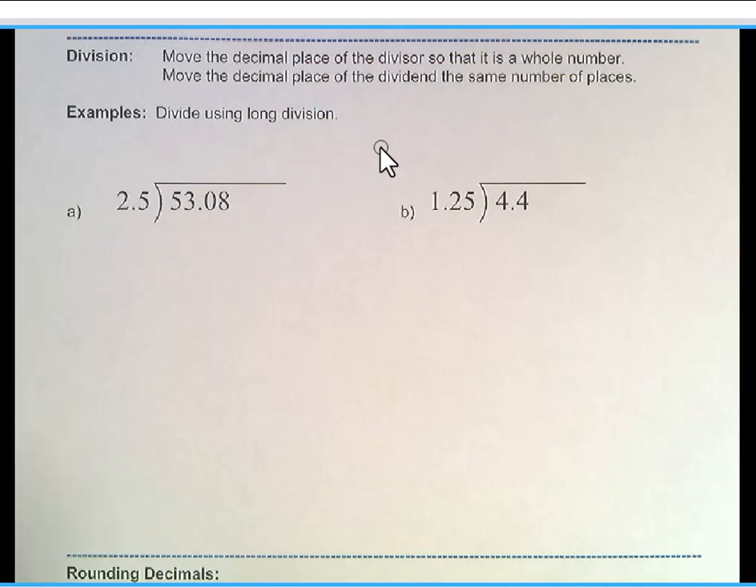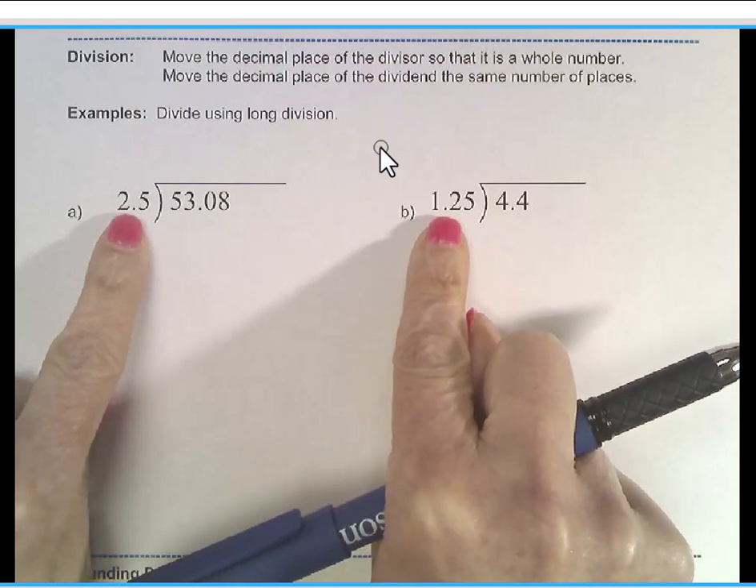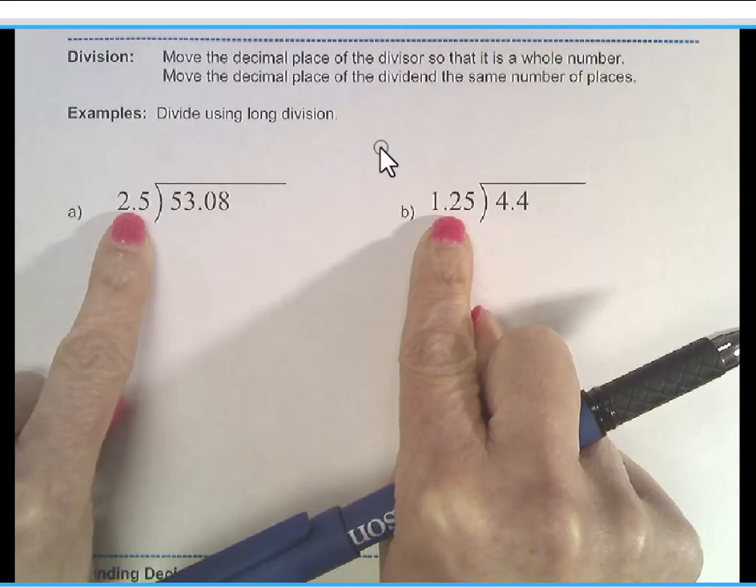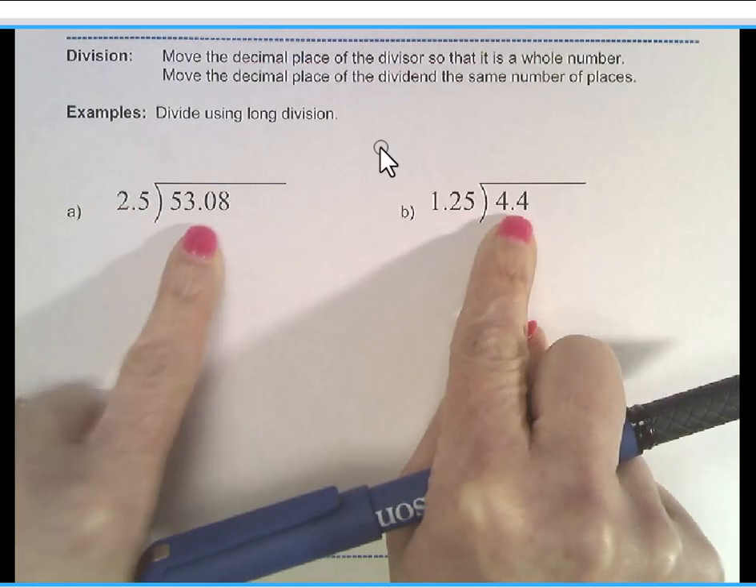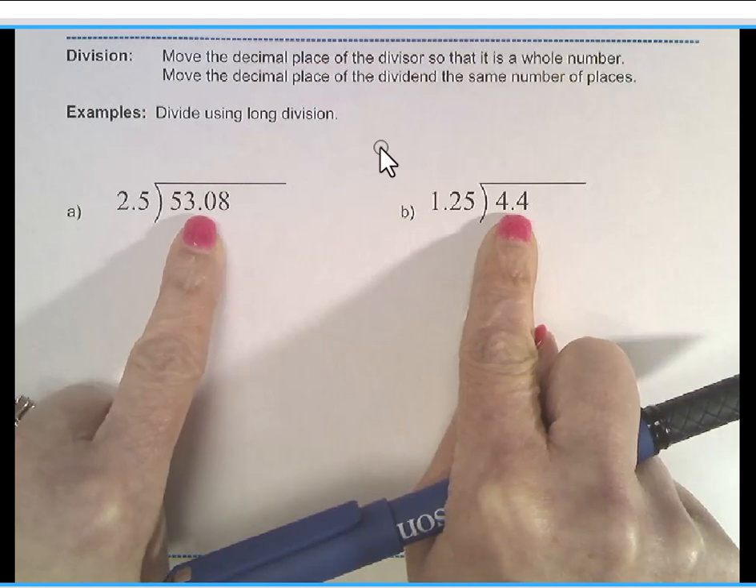So what you're going to do is you have the divisor and you have the dividend. Like in these problems, these are the divisors, 2.5 and 1.25. They're the ones doing the dividing. And what's underneath the long division symbol there, those are the dividends. Those are the things that are being divided up.